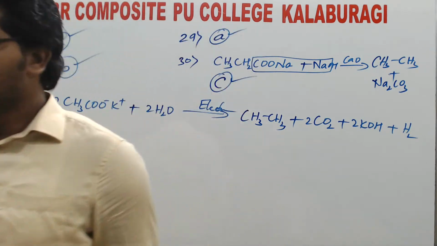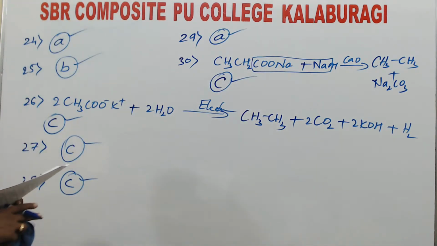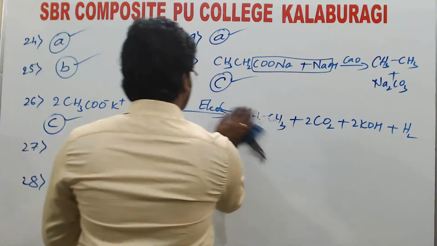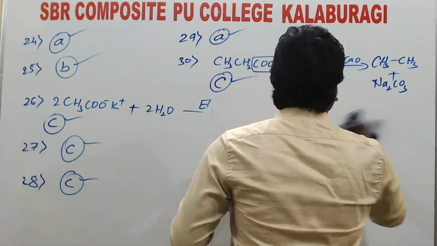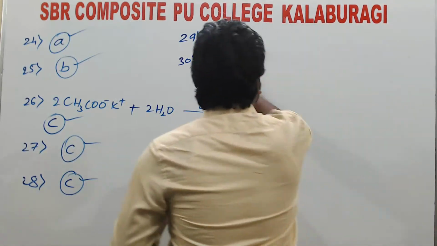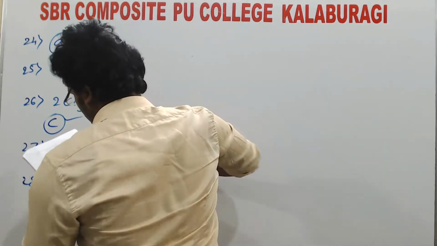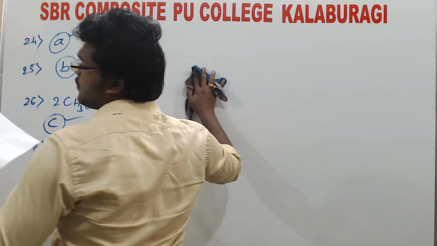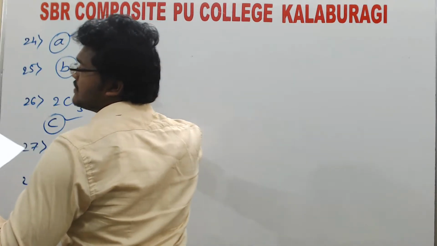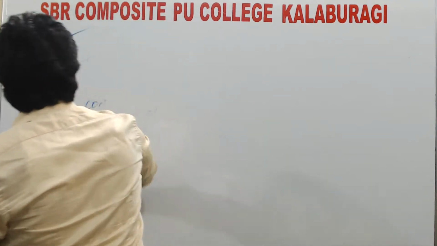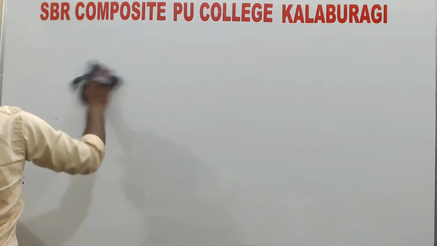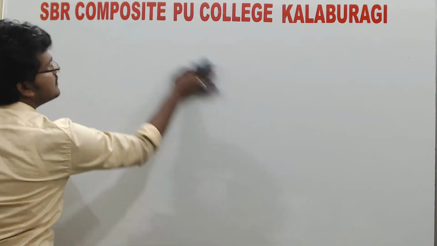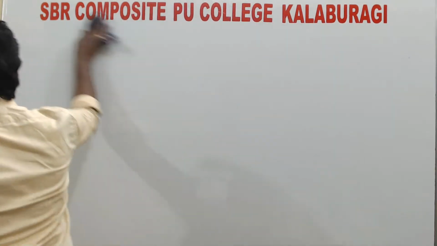Okay, so let's go for 31. What is the chief product obtained when n-butane is treated with bromine in presence of light? In the presence of light, they said.